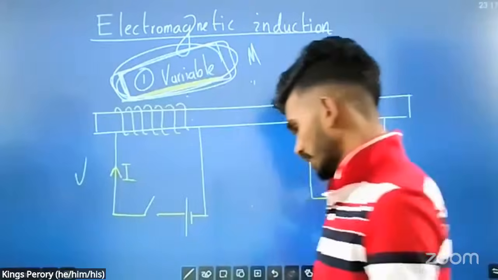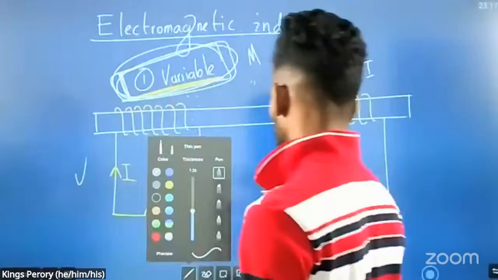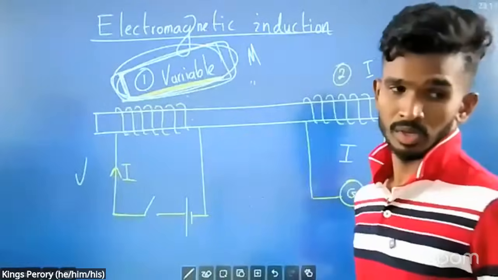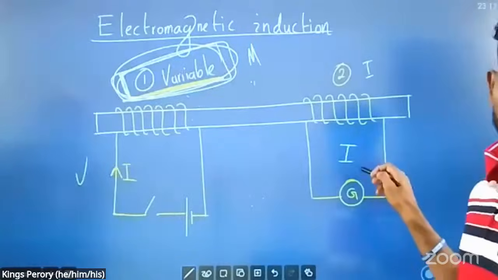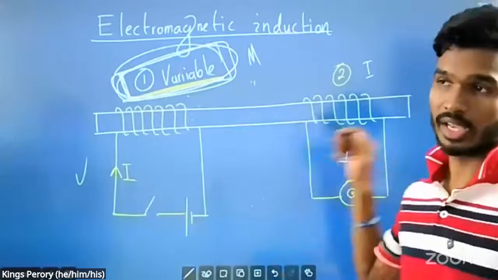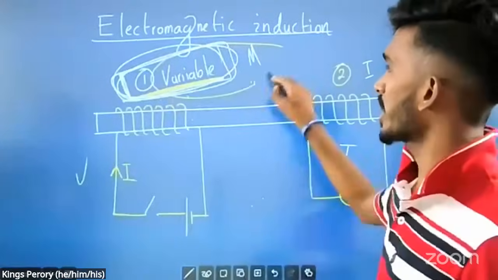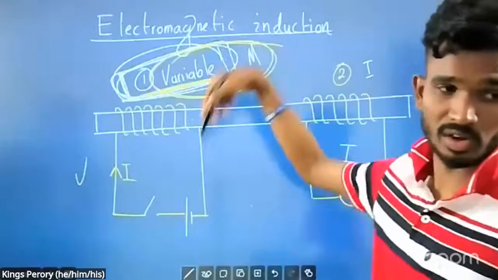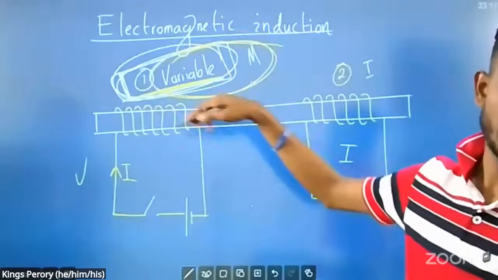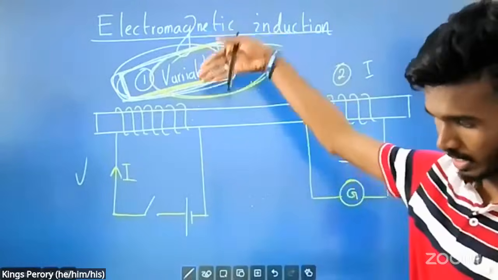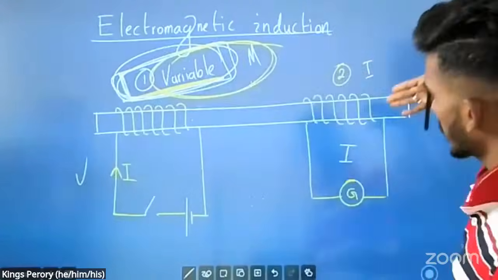A bit hard to understand that one. Those who couldn't understand, listen one more time. Two coils are there. Using one coil, I can induce current in the other. But to induce current in the other, there should be a variable magnetic field created in one coil. That creates a relative motion. If there's relative motion, there will be a current induced there.